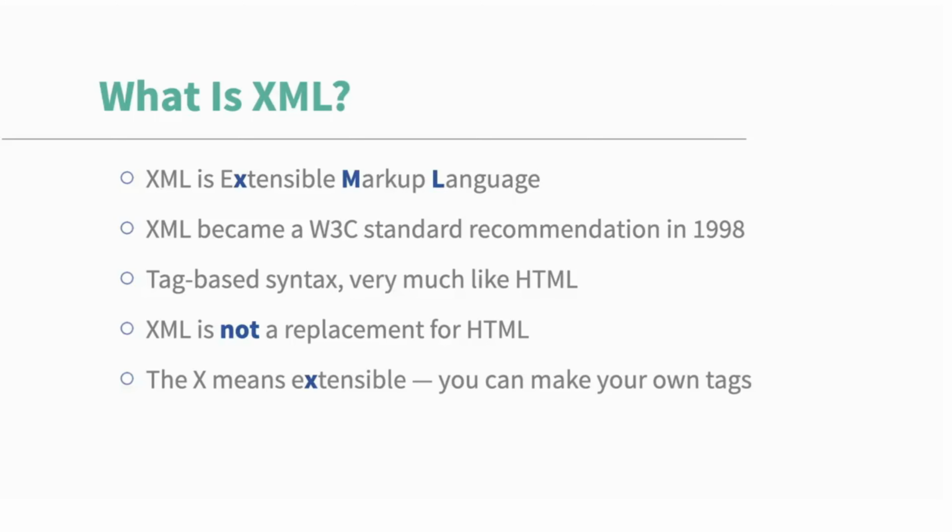A key thing to remember is that X means extensible, and that means you can make up your own tags. So if you have a particular problem where you need to mark up some information, and there isn't already an existing tag set in XML for you to use, then you can make up your own. And again, we will see examples of this as we go through the course. But just remember, X means extensible. It's a way of defining tags to mark up data and solve particular information-related problems.